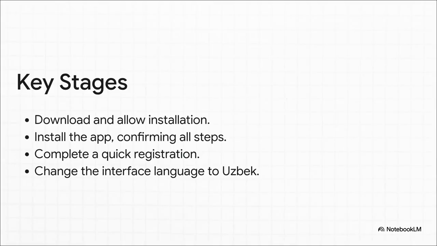And that brings us to the end of our guide. Let's wrap things up. We successfully downloaded the APK file and handled the security permissions. We installed the app, confirming all the steps. We went through a quick, one-click registration. And finally, we customized the interface by changing the language to Uzbek. You're all set to go.